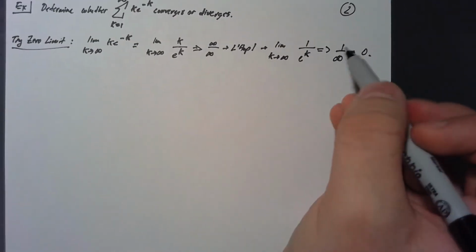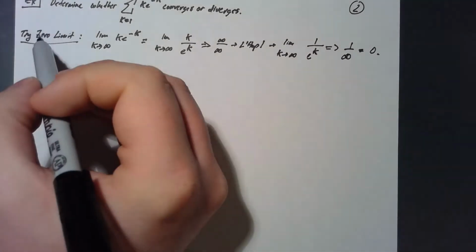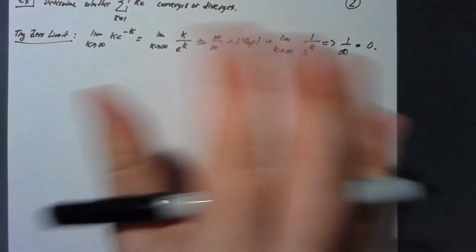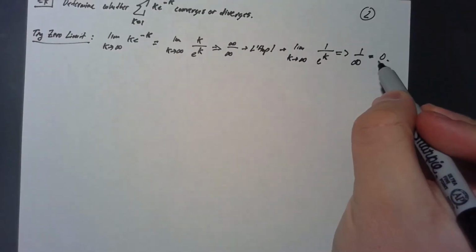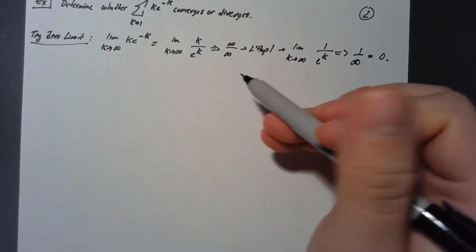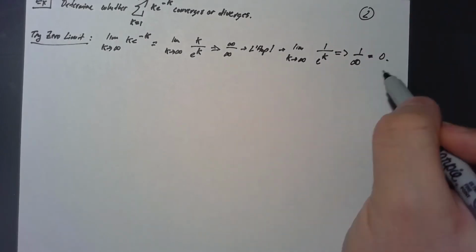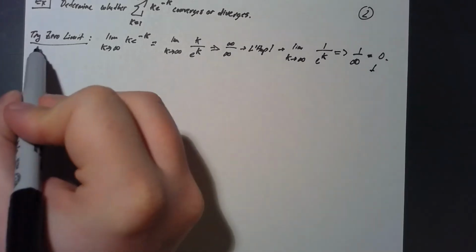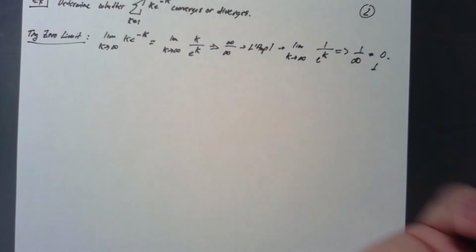In other words, the zero limit test says nothing about convergence, only divergence. If you get something that's different than 0, it diverges. Otherwise, the test fails. Now, we get 0 here. So what does this mean? It means the zero limit test fails.